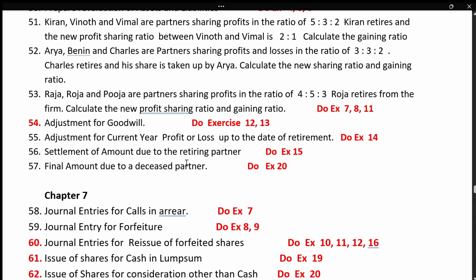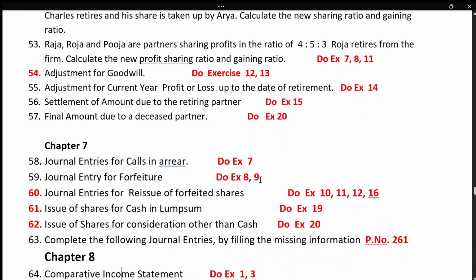And settlement amount due to the retiring partner, how it is settled, and then amount due to a deceased partner. These all I have given only the heading. You refer the textbook and do the sums. This will give you an idea what sums you have to prepare, and you should not leave any sums. Please try to do all the sums, try to cover all the sums, and later whatever important sums are told by your teachers, you can go through those sums also.